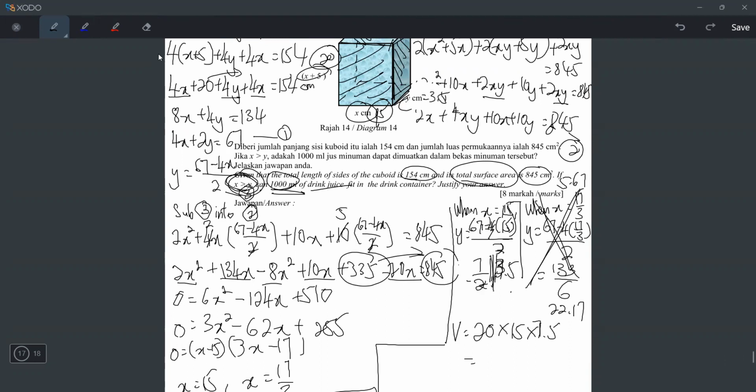Okay, if this is 3.5, it means this one maybe I have to change the value already, right? So let's write again the value. So this X plus 5 will be 15 plus 5, which is 20. And then the X here is 15, yes. And then the Y here is 7/2 or 3.5. So I'll take 20 times 15 times 3.5.